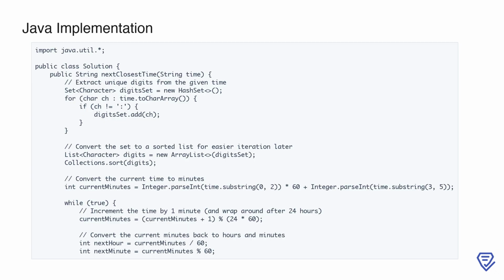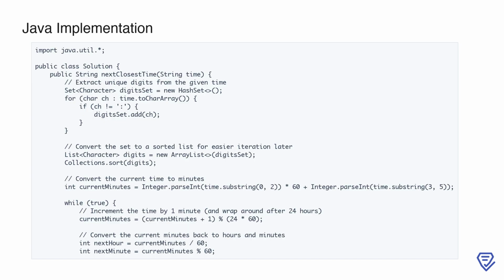Next, we convert this set into a sorted list. Sorting the digits allows for easier iteration when we need to compare combinations later. After that, we calculate the current time in minutes. We do this by extracting the hours and minutes from the time string, converting them to integers, and combining them into a single value representing total minutes. This conversion simplifies the process of incrementing the time.